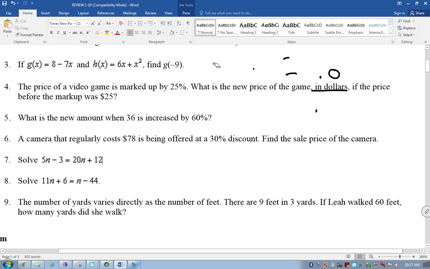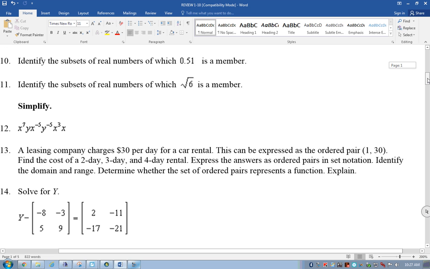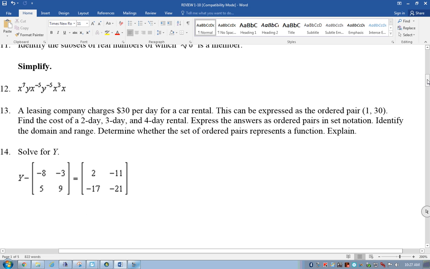All right, what are we left with? Number 12, is that it? Okay. Number 12, simplify. Because this is all multiplication, what am I going to do with the exponents of like bases? Add them. So let's look at what we've got here. I've got x to the 7th, x to the negative 5th, x to the 3rd, and x to the 1st. So 7 plus negative 5 is 2. 2 plus 3 is 5, plus 1 is 6. So I get x to the 6th.